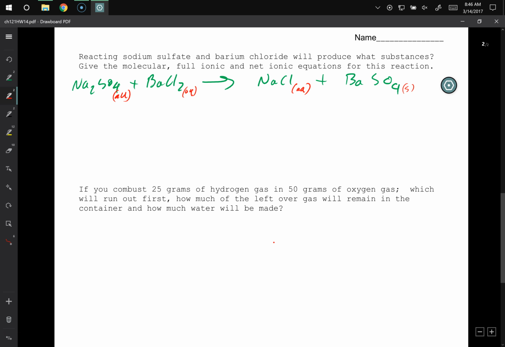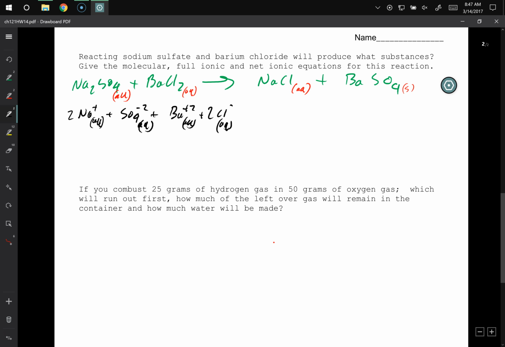So what does this AQ actually mean? Surrounded by water molecules. It means that molecule has actually already been separated. So there are two sodiums that are positively charged that are aqueous. There's a sulfate with a -2 charge that's aqueous. Then I've got a barium that's aqueous, and I've got two chlorides that are aqueous.